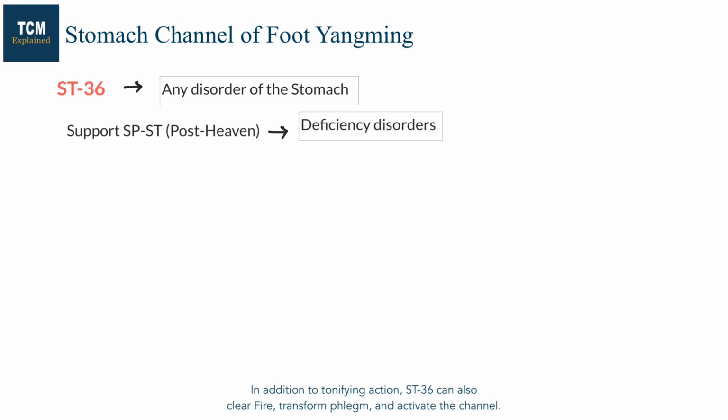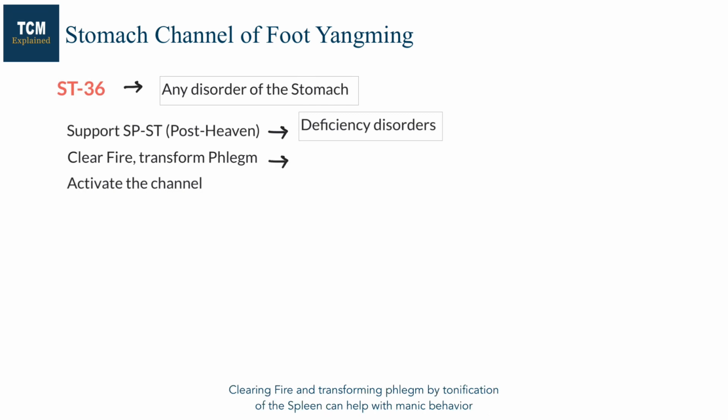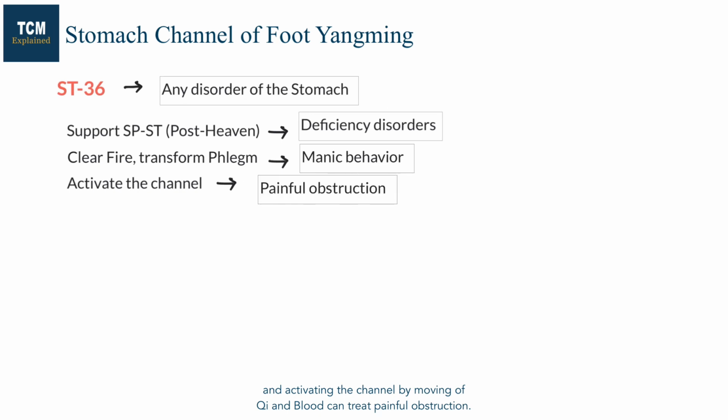In addition to its tonifying action, ST36 can also clear fire, transform phlegm, and activate the channel. Clearing fire and transforming phlegm by tonification of the spleen can help with manic behavior, and activating the channel by moving qi and blood can treat painful obstruction.